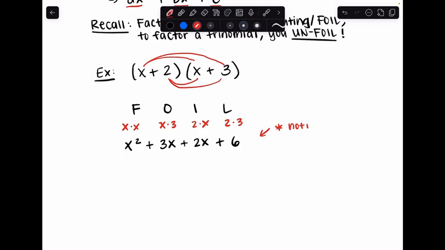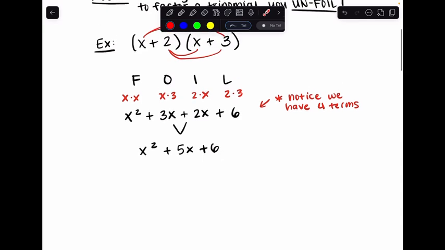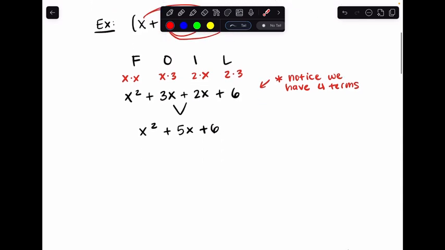Okay, after I did all of that, I want you to notice that we have 4 terms. But I know that y'all can clearly see that we can combine like terms. So I can combine my 3x and my 2x together, and when I do that, you get x squared plus 5x plus 6. We started with 4 terms, and when I combined like terms, I'm left with 3 terms, which brings us back to the trinomial. So after I FOIL that out, you got a trinomial as your answer.